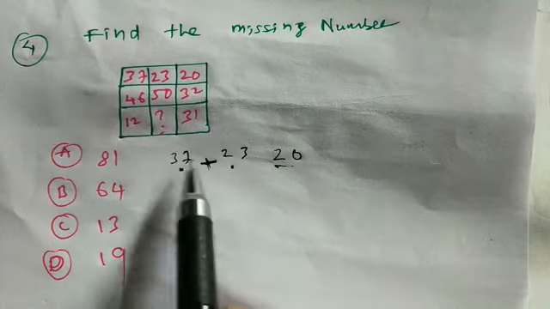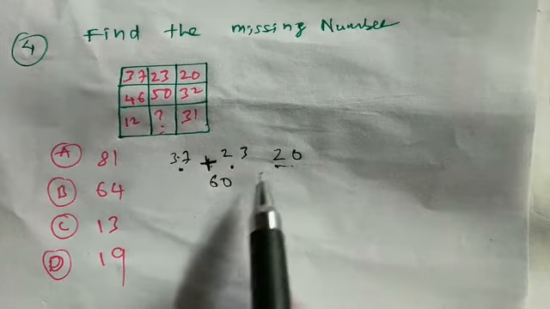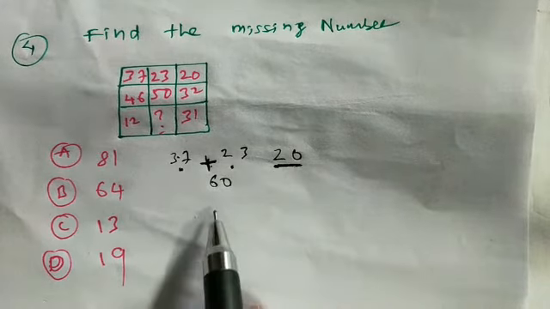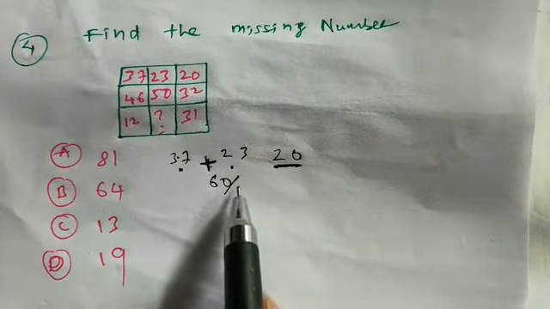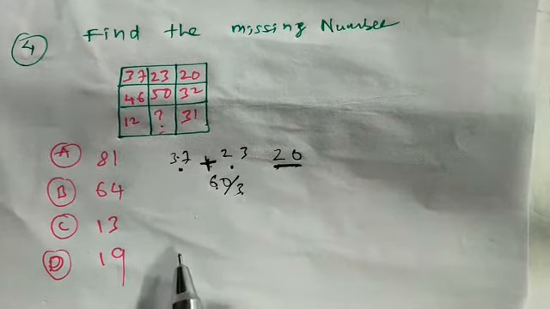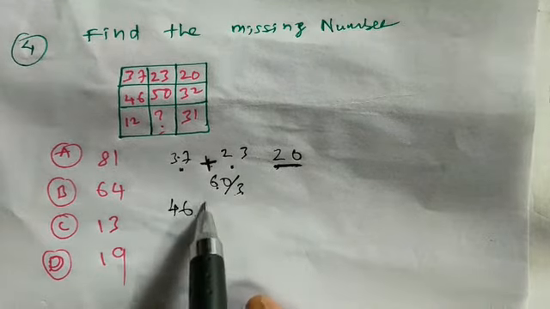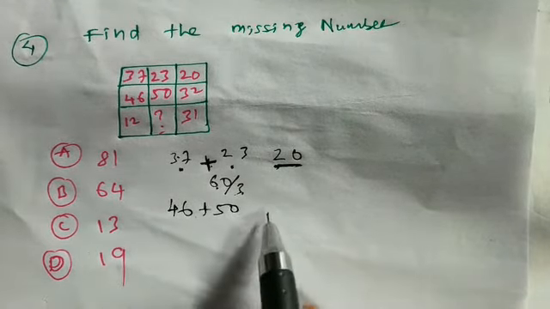37 plus 23 is how much? It is 60. But we need to get 20. Suppose we divide 60 by 3, we get 20. Is it or not? Let me see for the next row also.